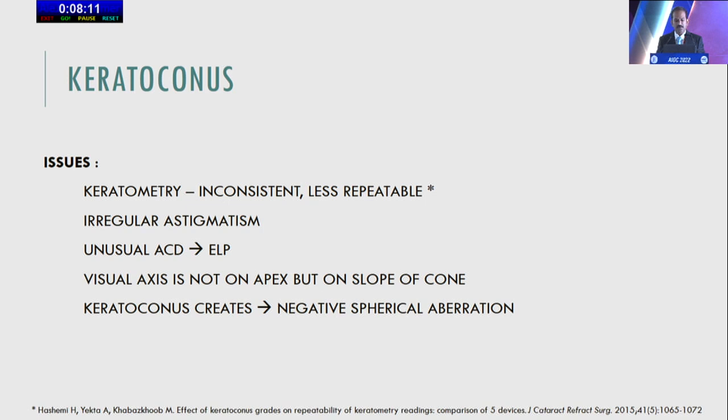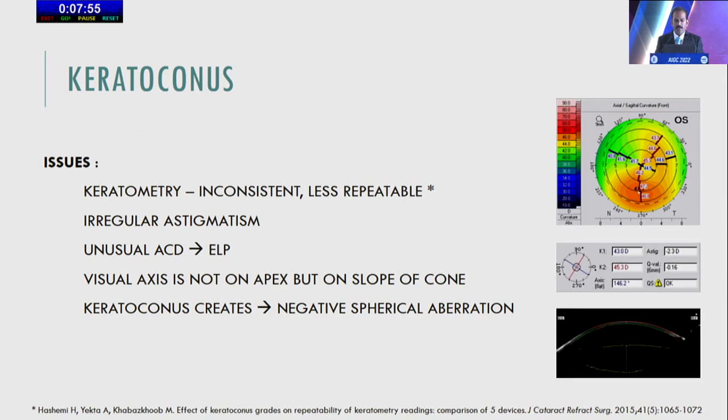Next is keratoconus. The keratometry in keratoconus is going to be inconsistent. When I say inconsistent, different instruments are going to give you different values, and within a machine, you're going to have less repeatability. All this is because of the irregular astigmatism that is present. An unusual anterior chamber depth will lead to an erroneous ELP calculation that will lead to a wrong IOL power calculation. The visual axis is not on the apex but on the cone, and always remember keratoconus creates a negative spherical aberration which is going to affect your IOL calculation.